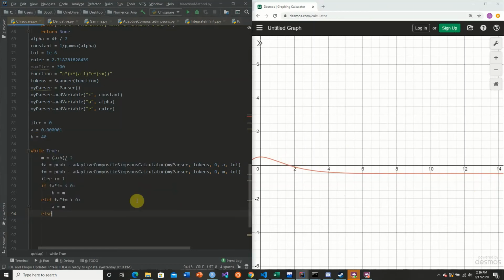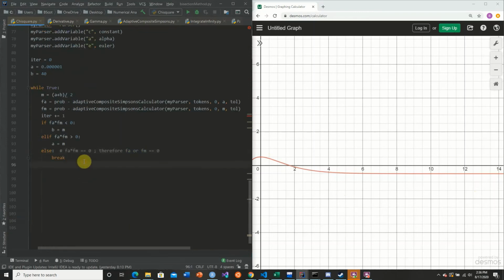So else, this either occurs on f of a times f of m equals 0. Therefore, f of a or f of m equals 0. We're going to break, and we want this to happen. However, this does not usually happen if we find the root explicitly, so we're going to make a tolerance level. So b minus a is less than tolerance, because from both sides, b is going to approach our root, and a is also going to approach our root. So if these two values subtracted from each other is less than our tolerance, then we break.